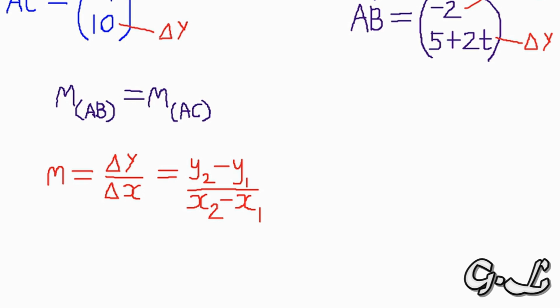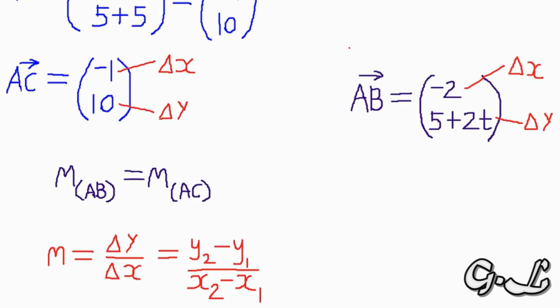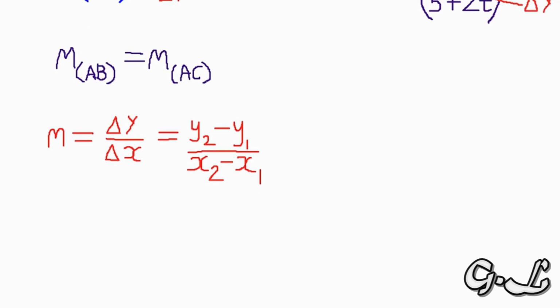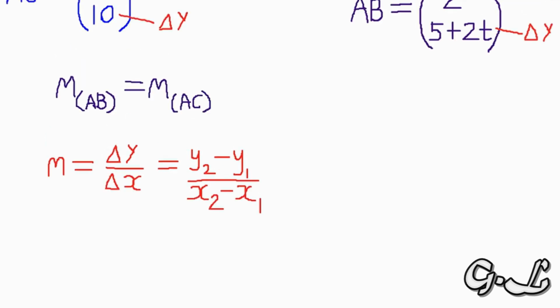So now we're going to find the gradient for each line that we have. We found the direction vectors for the line AC and also for the line AB. That is why we are considering the gradients for those lines. We are first going to consider the direction vector AB, and find the gradient for that line.